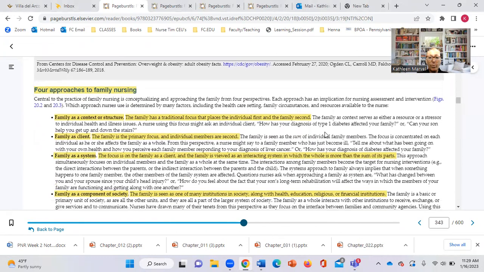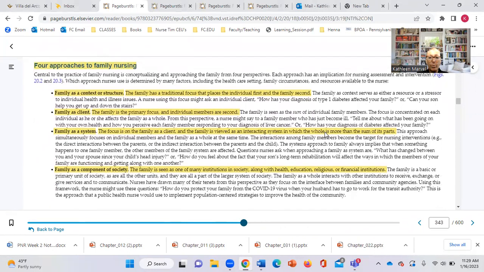Okay, there's a couple of different approaches to family nursing. First is the family as a context or structure, which has a traditional focus that places individuals first and the family second. Family as a client means the family is the primary focus. Okay, the individual members are second.